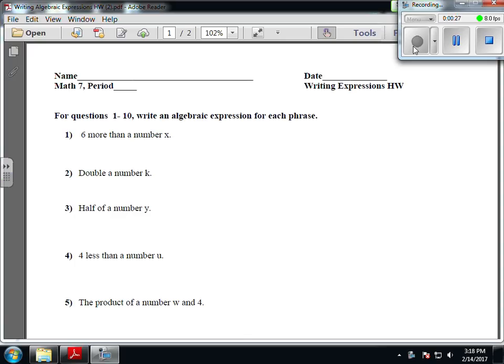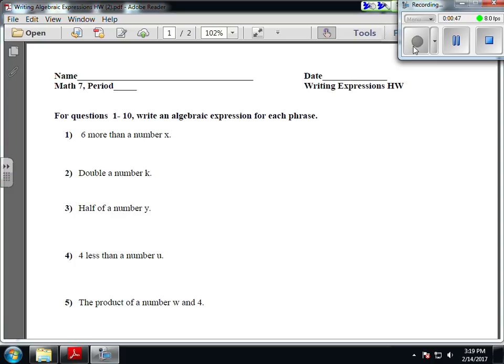All right, chart number 3 actually says operation keywords. Keep it close by. It can be a great tool to use while we're trying to do these problems. So, number 1 says 6 more than a number X. Go ahead and look at your chart. What does more than mean? Add, subtract, multiply, or divide.